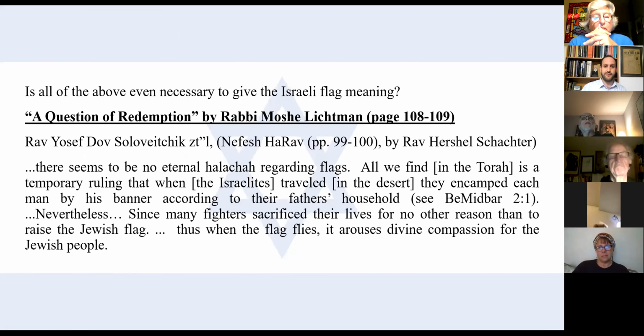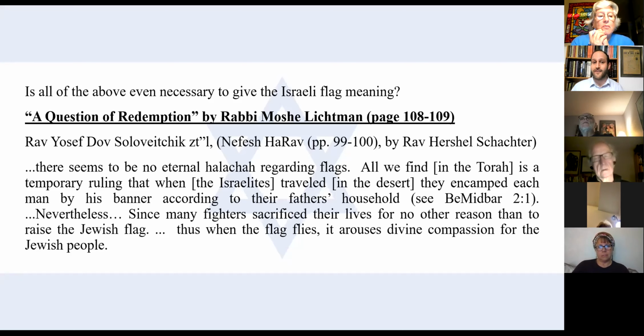So to summarize, Rav Soloveitchik's opinion is that there is no eternal halacha regarding flags, but because so many Jews have sacrificed their lives for the flag of Israel and for the State of Israel, that in and of itself gives the flag of Israel its significance. Clear?